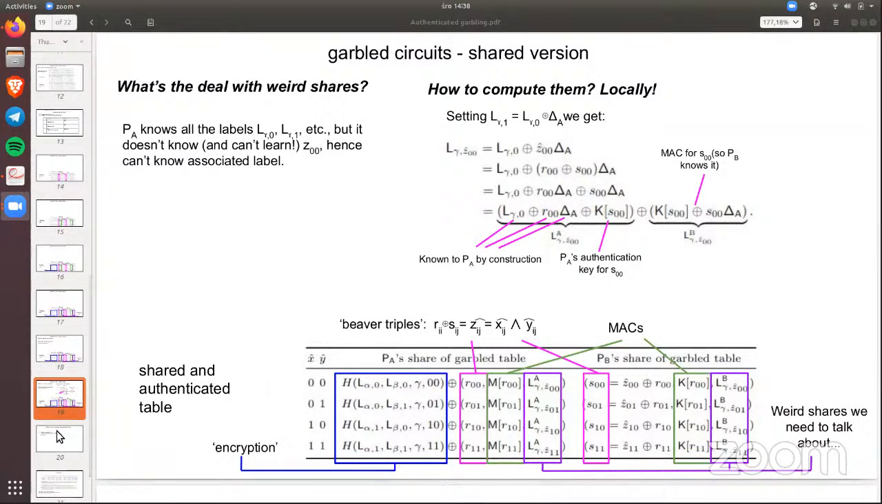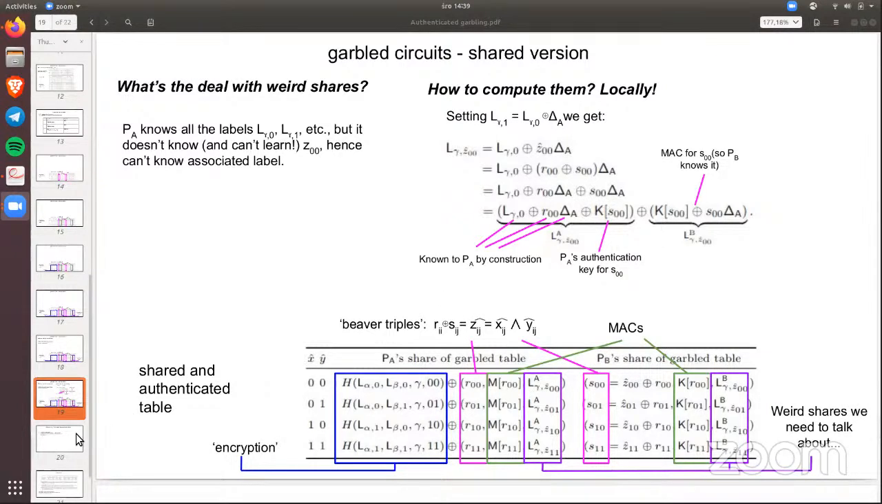Okay, so what do we need to care about? What we need to care about is how to create Beaver triples in a way where we are able to provide MACs for both R and S, because both are necessary. Although not both of them are in this table, we do need to authenticate S as well, just for the sake of splitting these labels. So we want a Beaver triple which has both of the shares authenticated.